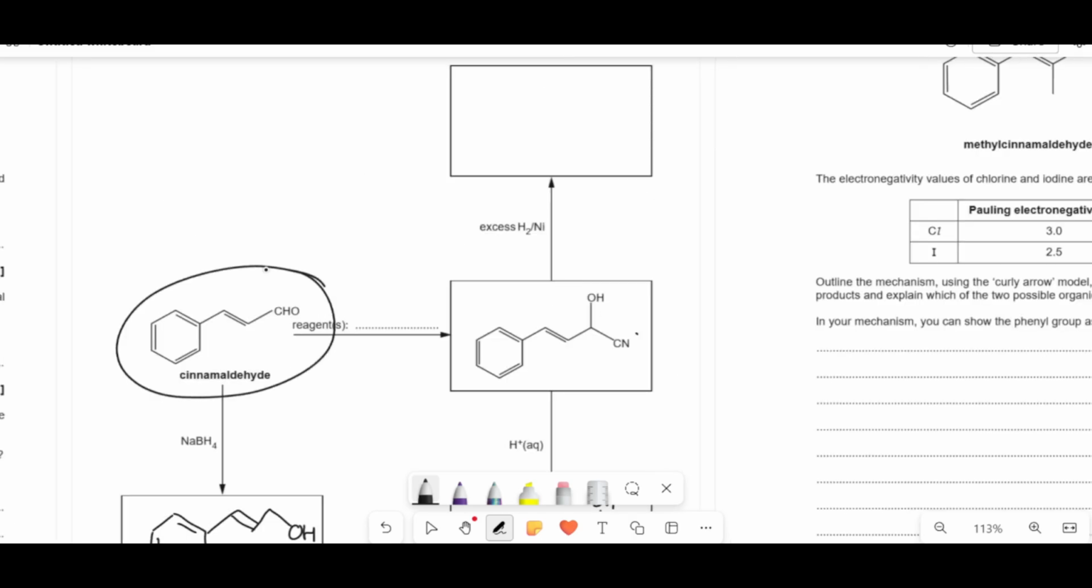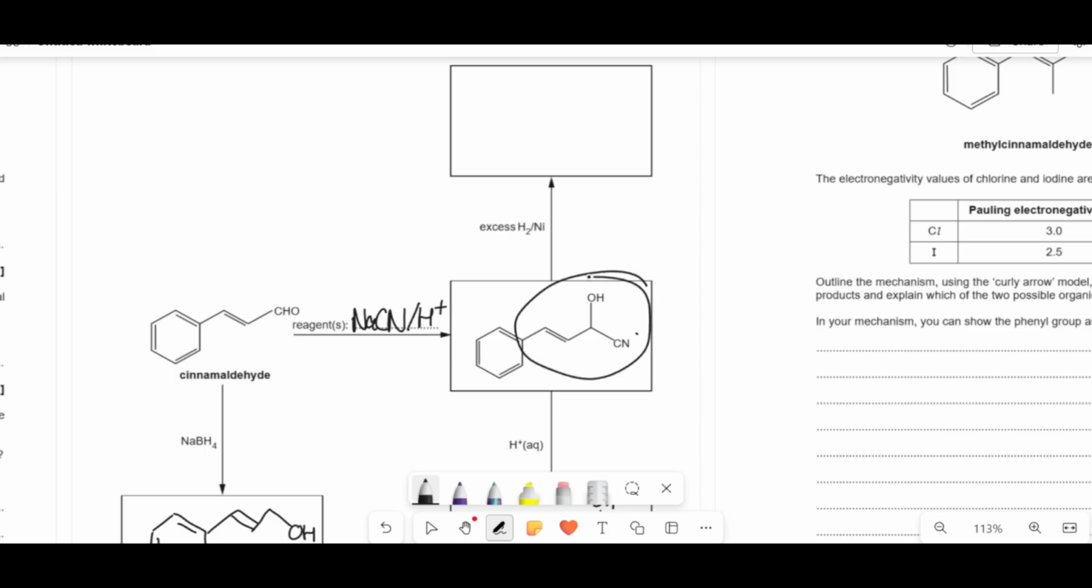So then here we're going from this CHO to an OH and a CN, a hydroxynitrile. So what we're going to add is whatever gets us from an aldehyde to a hydroxynitrile, which would be NaCN with acid H+. So those are the reagents and conditions.